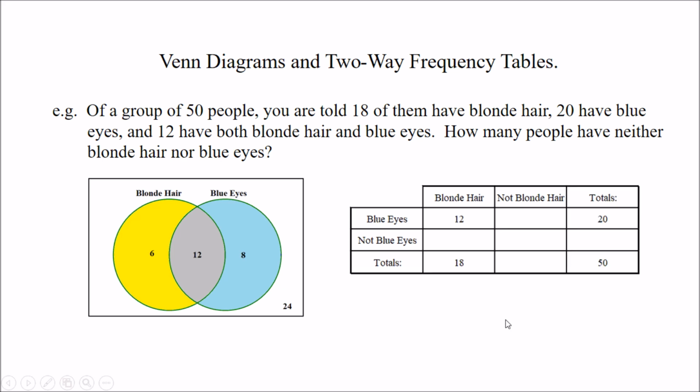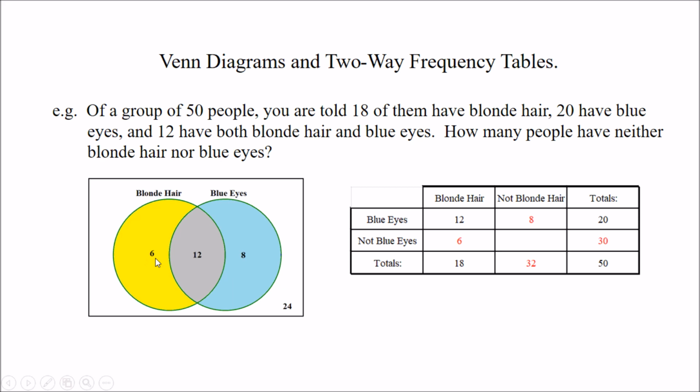Now, I fill in what's given to me. I know that 12 people have both blonde hair and blue eyes, and that a total of 18 people have blonde hair. I know a total of 20 people have blue eyes, and I know that there are 50 people in the entire population. Next, I get these red numbers, because if I have 12 blonde-haired people with blue eyes, then I must have 6 additional blonde-haired people that do not have blue eyes.